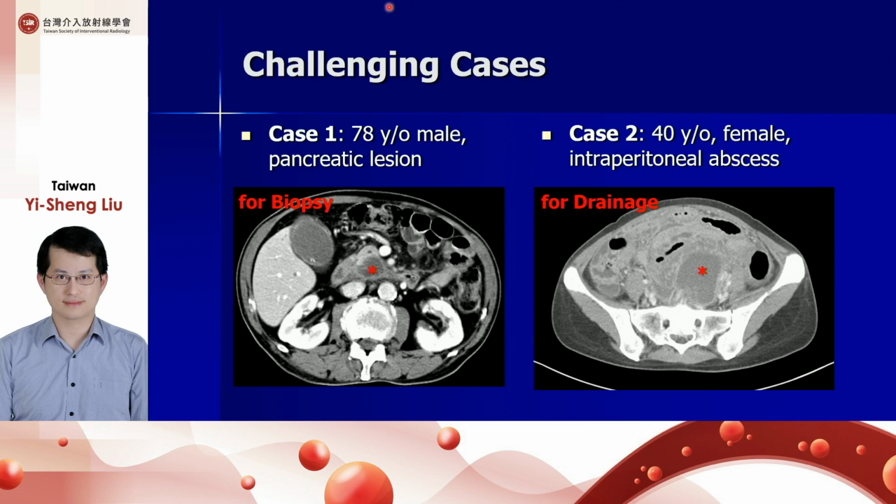But sometimes challenging cases come up. Case number 1 is a male with a pancreatic lesion at the uncinate process. They declined US-guided biopsy, so CT-guided biopsy is suggested. At first glance, there is no safe path. The procedure would not be straightforward. And case number 2 has an intra-abdominal abscess in her lower abdomen. It seems not straightforward too.